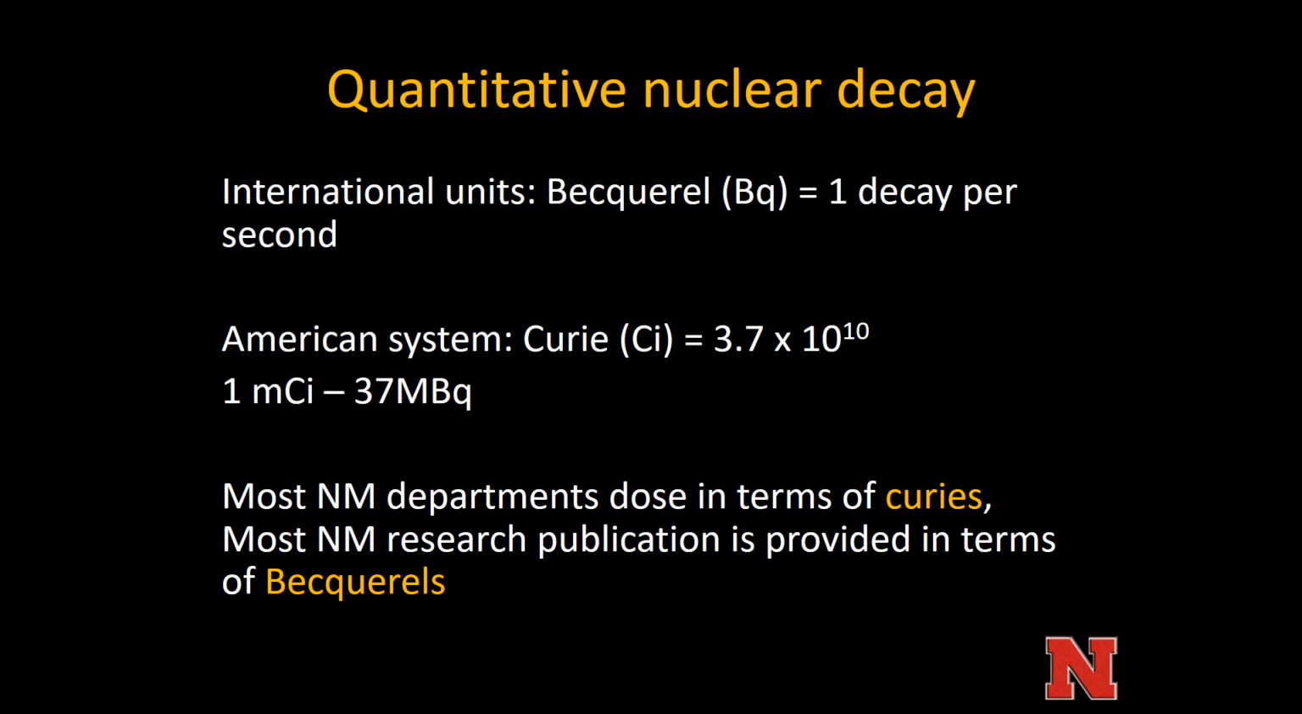And the American system uses a curie. So a curie is defined as 3.7 times 10 to the 10th decays per second. So 1 millicurie is equal to 37 megabecquerel. Most nuclear departments in the States report our doses in terms of curies. Most nuclear medicine research publications and international places tend to use becquerels. You can get on Google and do an easy conversion calculator if you ever need to.